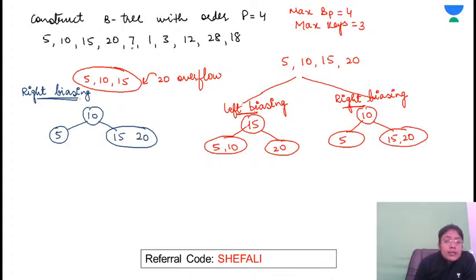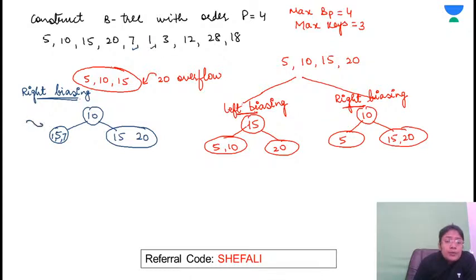Alright. Now 20 is inserted, next is 7. 7 is smaller than 10, go to the left side. 7 will be added where? After 5. No issues. This is not a case of overflow. Now I want to insert 1. 1 will be added where? Before 5. It is also inserted.